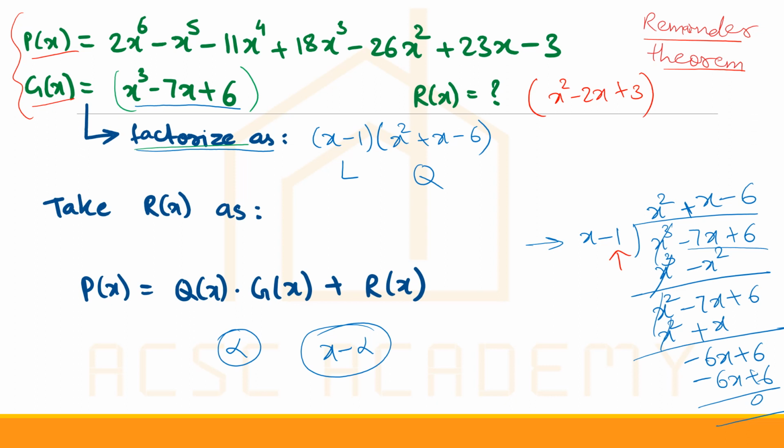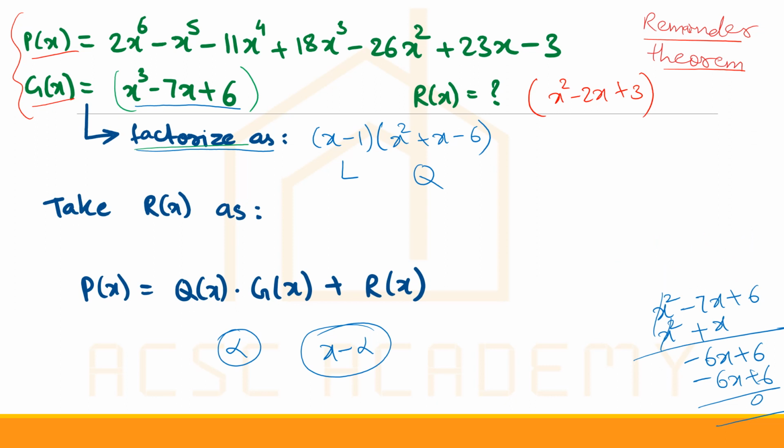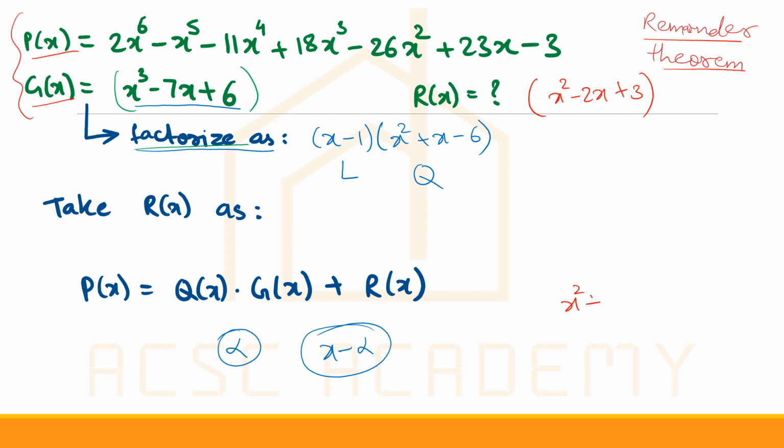But now is it possible to further express this quadratic as a product of two linears, or can we find out the roots of this quadratic as well? Now as we can see, we have this x squared plus x minus 6. If we substitute x equal to 2, that becomes 4 plus 2 minus 6, which is 0. So x equal to 2 is a root, and x minus 2 is one of the factors of it.